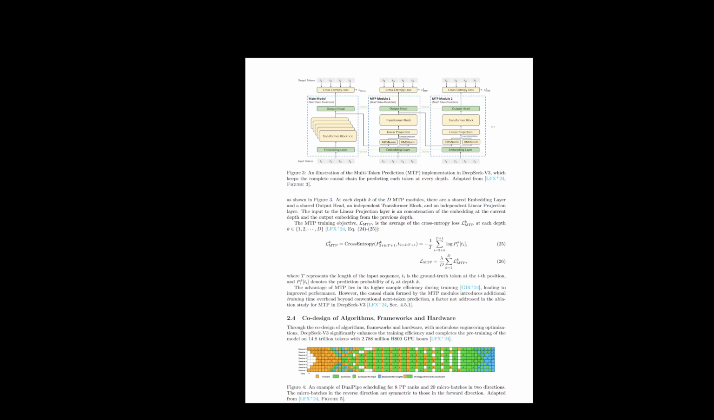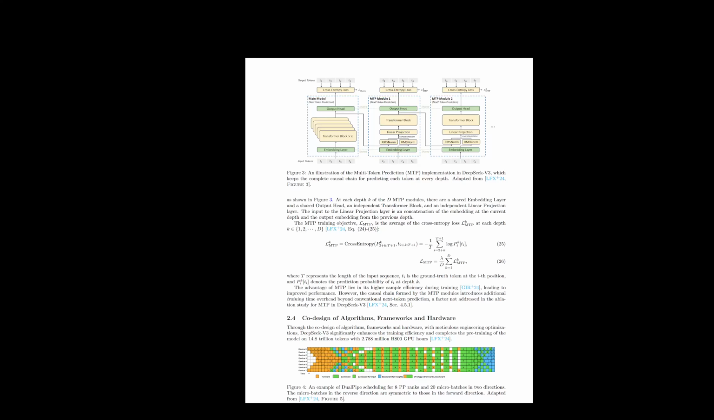Main model, next token prediction. Embedding layer, output head, transformer block, MTP module, next 2 token prediction, next 3 token prediction, shared, concatenation, linear projection, as shown in Figure 3.